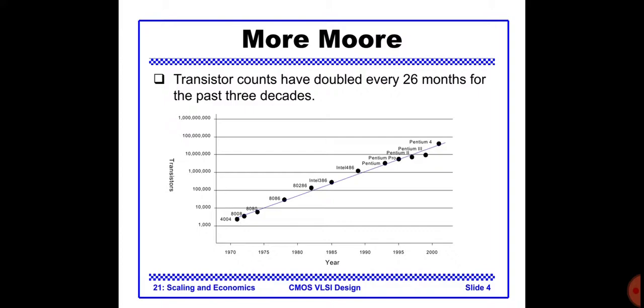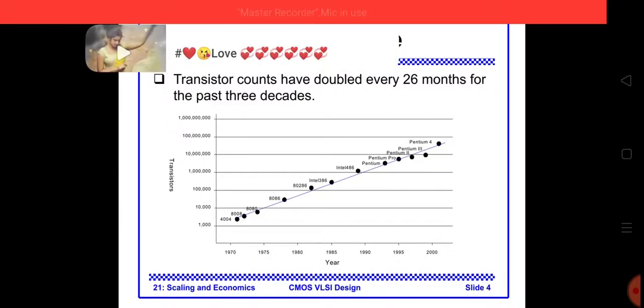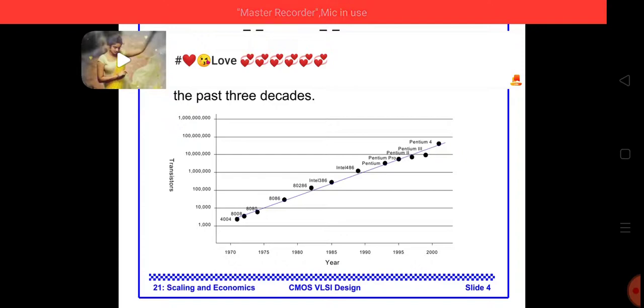First of all, in 1971, 1,000 transistors were used. In 1975, 10,000 transistors were used. In 1980, 1 lakh transistors were used. In 1985, 10 lakh transistors were used. In 1995, 1 million transistors were used. In 2000, 1 billion transistors were used.